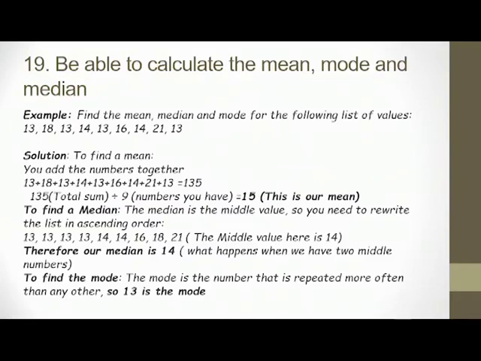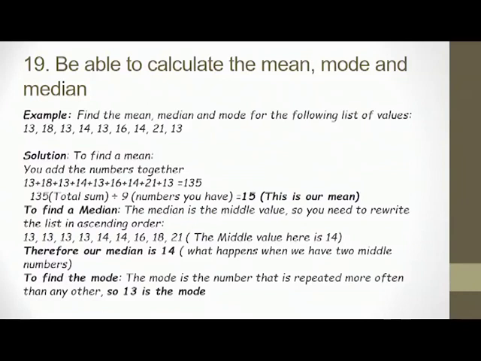Number 19, students should be able to calculate the mean, mode, and median. For instance, here I try to give you an example. It says, find the mean, median, and mode of the following list of values. So we have 13, 18, 13, 14, 13, 16, 14, 21, and 13. Now to find the mean, you need to add all these numbers together. So if you add all these numbers together, they will give you 135. That is the total sum.